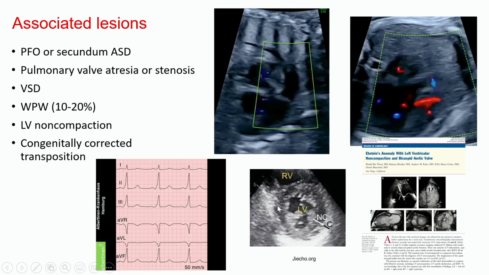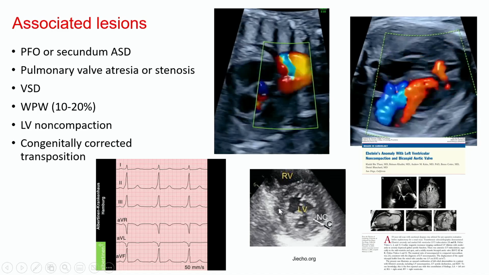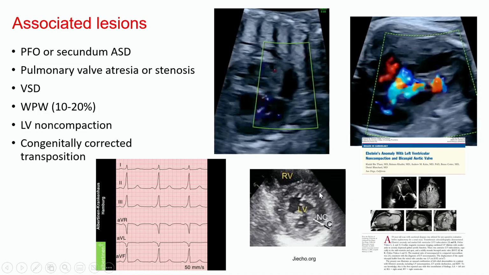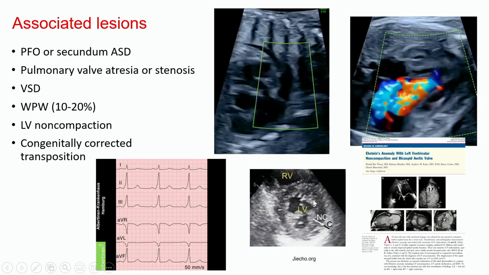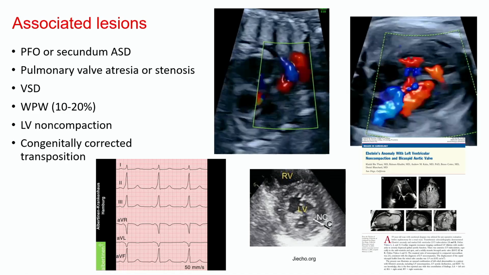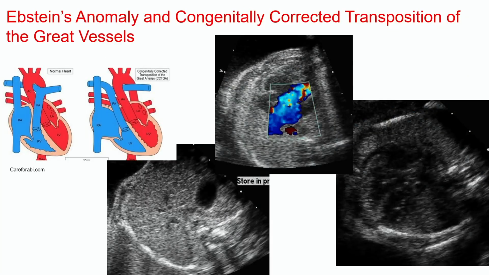You can also see it with ventricular non-compaction, LV non-compaction. I haven't ever seen this, so I've shown a picture. And then, as I showed you before, you can get it with congenitally corrected transposition of the great vessels. And just to review, the normal heart here and congenitally corrected transposition is when two wrongs make a right.